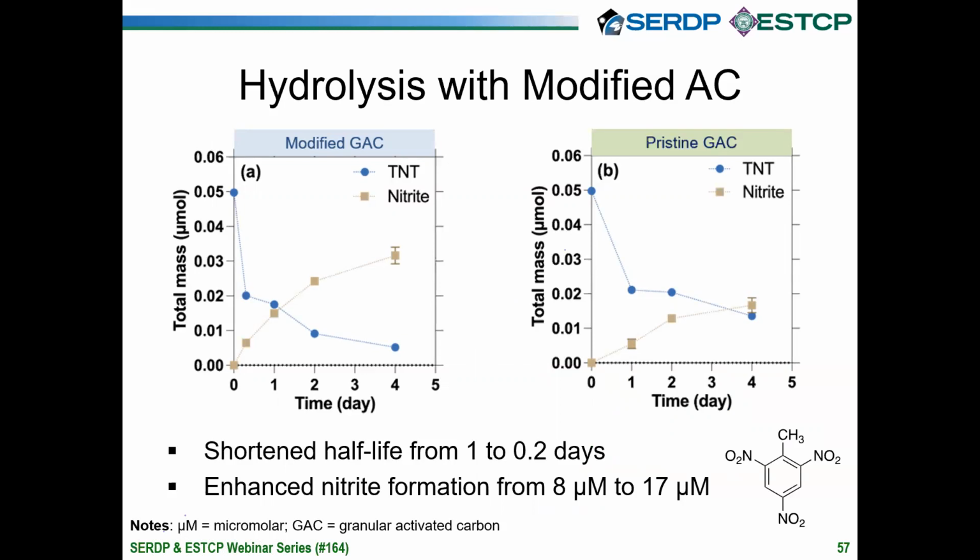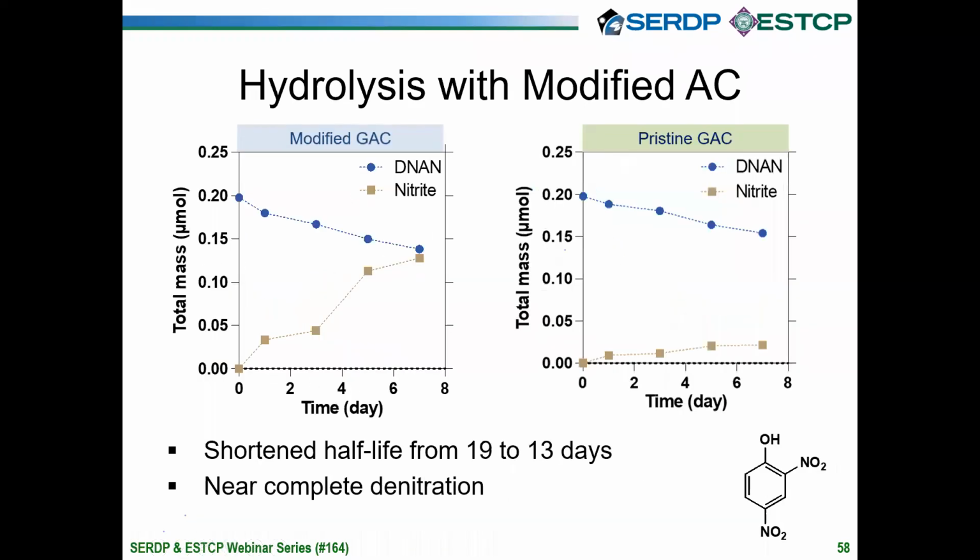promoting hydrolysis. First of all, we looked at TNT here. The left figure is modified AC, and the right figure is the pristine AC. Our results suggest that the modified AC was able to speed up the reaction, and the half-life of TNT was shortened from 1 to 0.2 days. At the same time, we saw an enhancement in the nitrite formation.